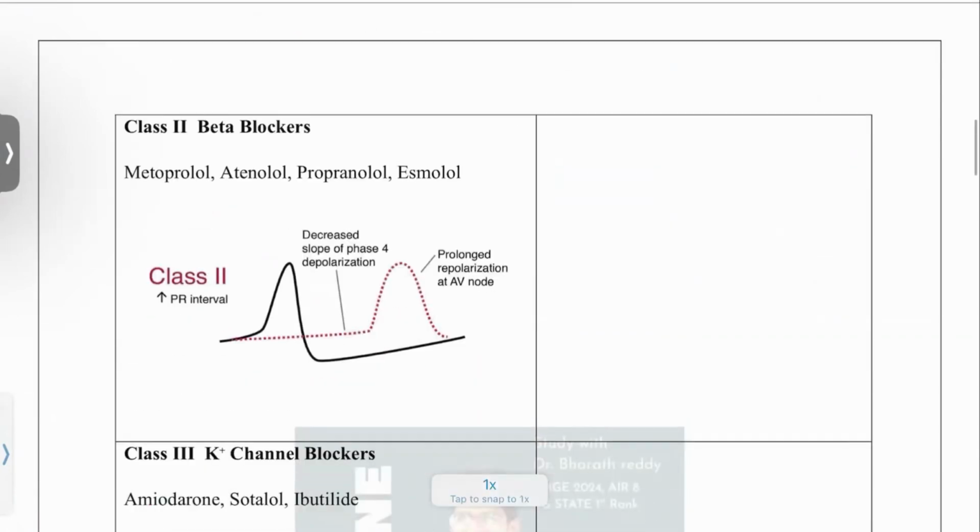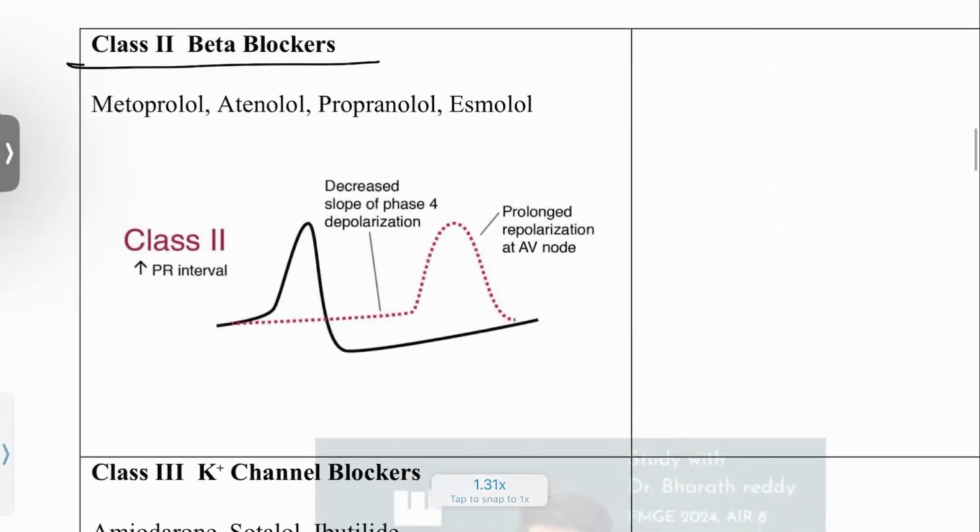Next, coming to class 2, the beta blockers, you have metoprolol, atenolol, propranolol and esmolol. And here you can see, when we have completely blocked the beta-1 receptors present on the heart, that we are actually trying to block. And what it will do immediately, it will decrease the heart rate, and immediately in the action potential we will be seeing a decreased slope of depolarization at phase 4, and prolonged repolarization of the AV node. Simply it is going to block the AV node. Okay, in simple words, if you want to understand the mechanism, the beta blockers are going to block the AV node. And what are the best drugs we have?